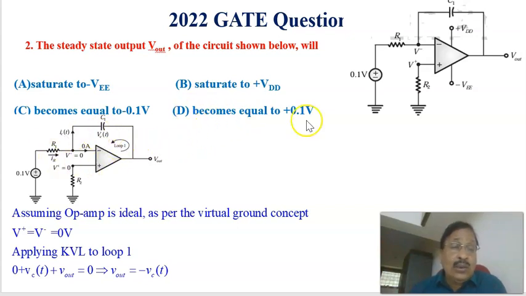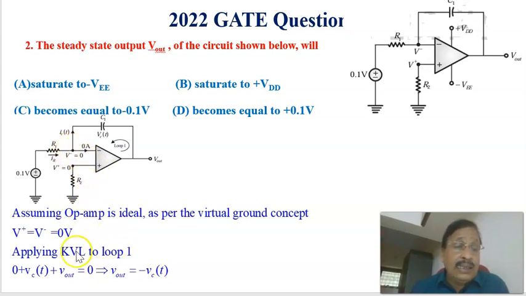Now let us see the circuit. The same circuit is shown here. The input is equal to 0.1 volt, this is the resistance R, this is the capacitance, and this is the resistance in series with the non-inverting terminal. Assuming the op-amp is ideal, as per the virtual ground concept, the voltage V plus is equal to V minus. Since V plus is ground voltage, V minus will become ground voltage.